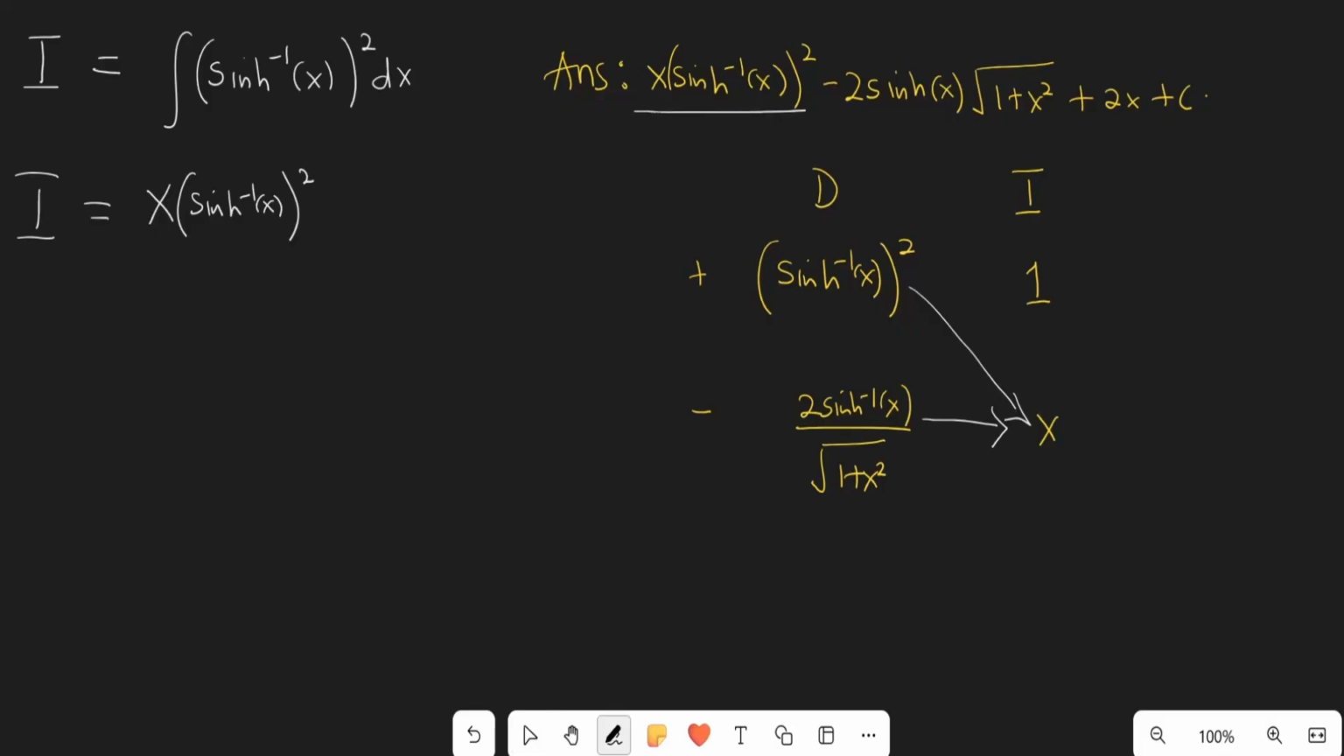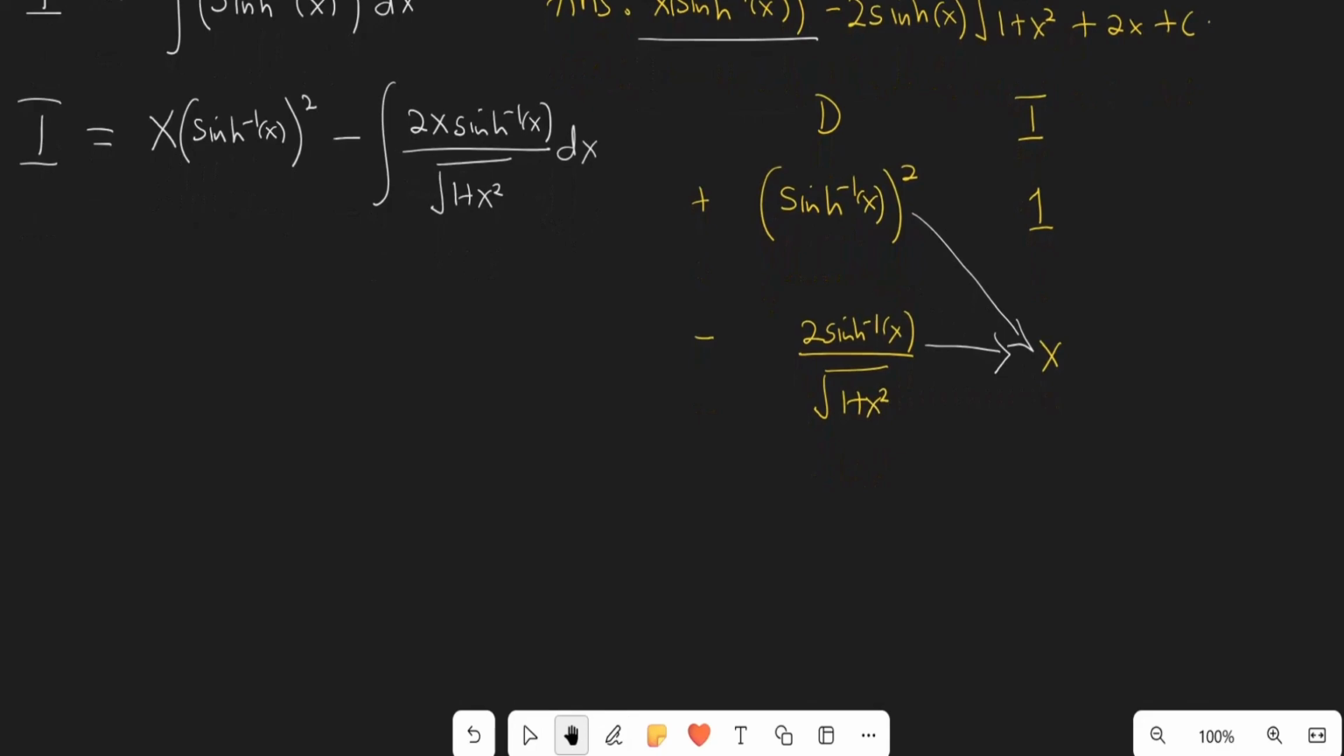You see that we have gotten the first term of our answer, and now we have minus the integral because we are multiplying terms horizontally. That is going to be 2 times x sine hyperbolic inverse of x, divided by the square root of 1 plus x squared dx. So this is what we have.